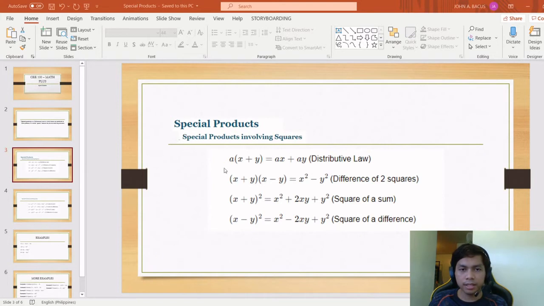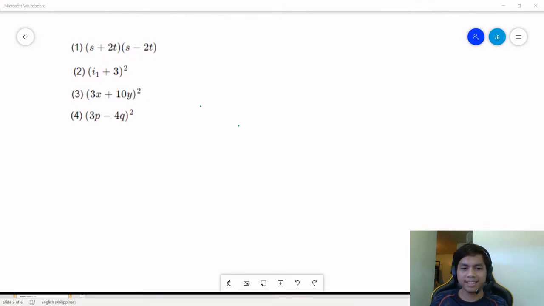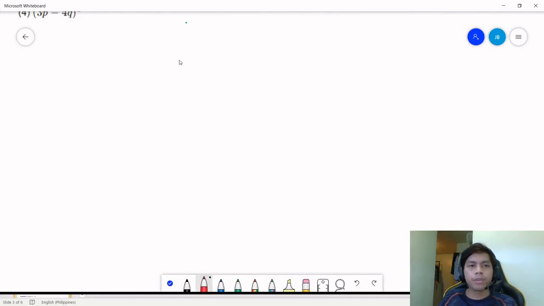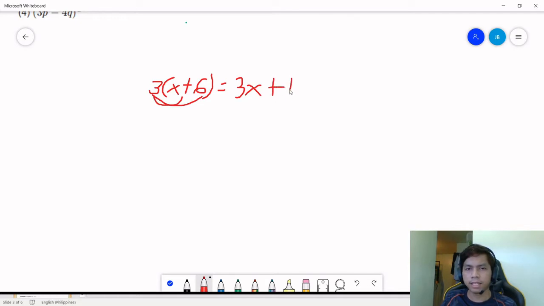Let's go to the whiteboard. Later we will answer those examples. But for now, the first one, the distributive law: 3 times (x plus 6). Let's say we have this example. So distribute, that is 3x plus 18. So this is your answer.